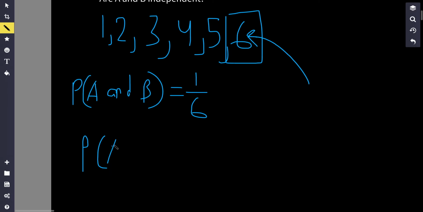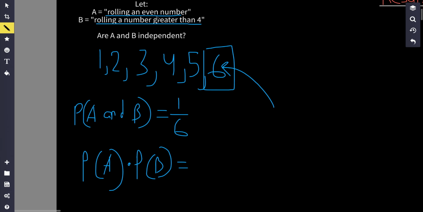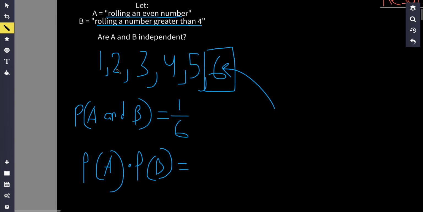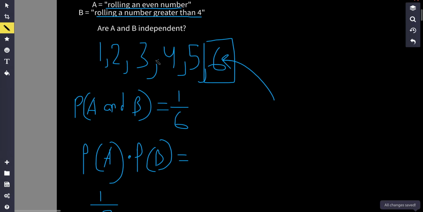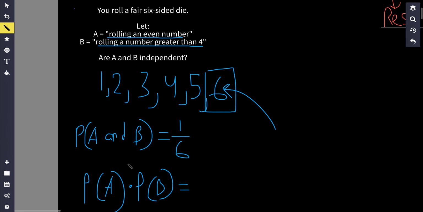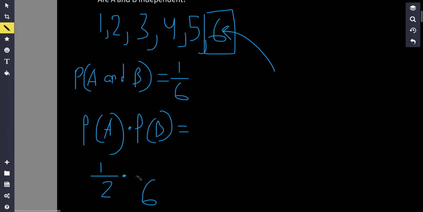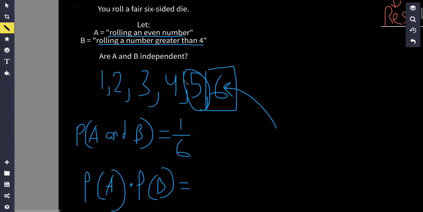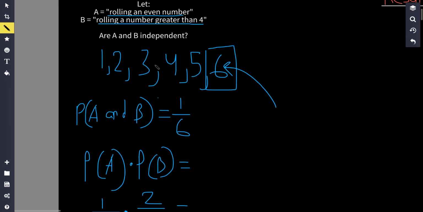Now, what's the probability of A times the probability of B? So what's the probability of rolling an even number? Well, you can kind of see that it's just going to be 1/2, right? Because there's 6 options in total, and half those options are even numbers, so it's going to be 1/2. Now, what's the probability of me rolling a number greater than 4? Well, out of 6 possible options, only 2 numbers are greater than 4, 5 and 6, right? So it's going to be 2 out of 6 for my probability of B.